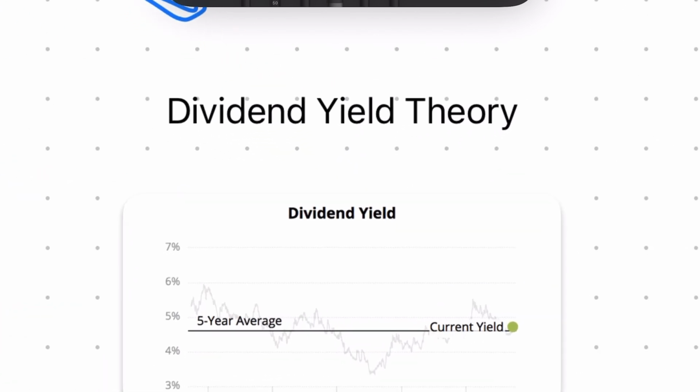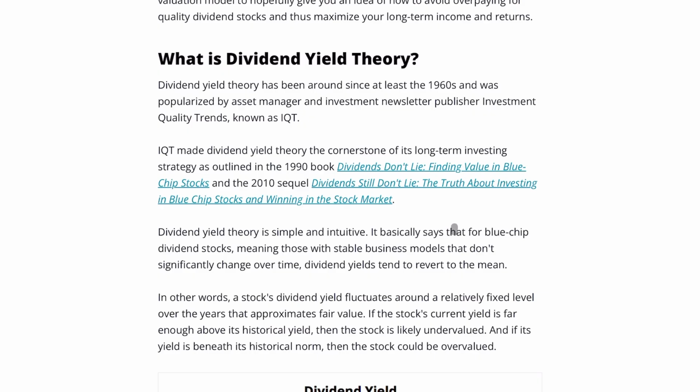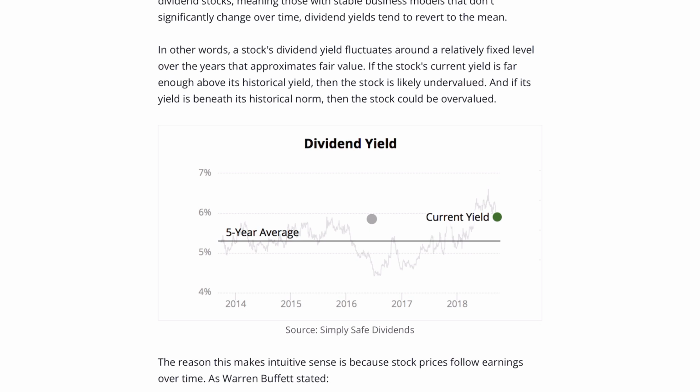The next topic here is all about the dividend yield theory. And in short, this theory essentially says that especially for blue chip dividend paying stocks, dividend yields tend to revert to the mean over time. And that's what this chart right here illustrates. It is the historical dividend yield of an asset. There's times that it goes up, down, but overall it tends to revert back to the same level.